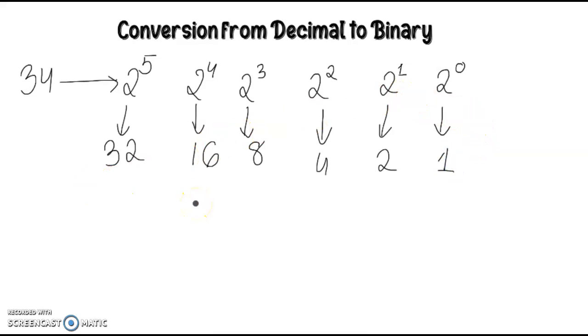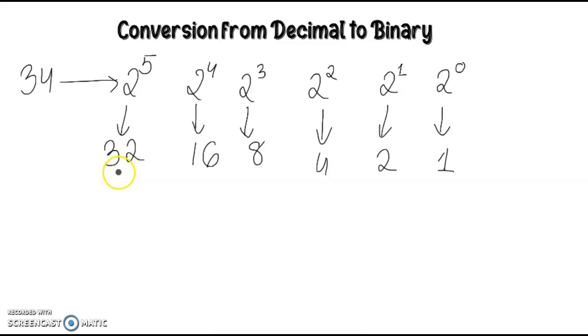Now, since our number is 34, we want to find combinations of these powers of 2 that will add to 34. Now, what I want you to do is pause the video and think which powers of 2 could add up to 34. The powers of 2 that could add up to 34 are 32 and 2.